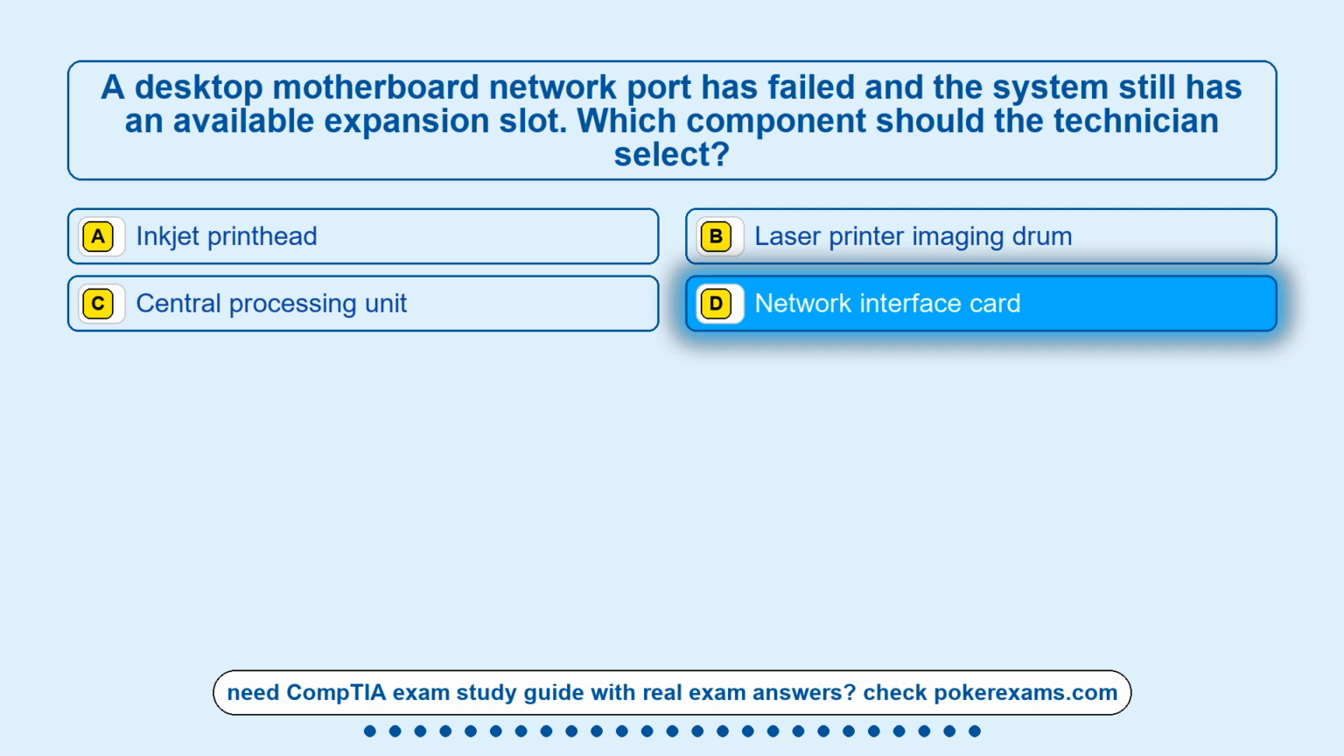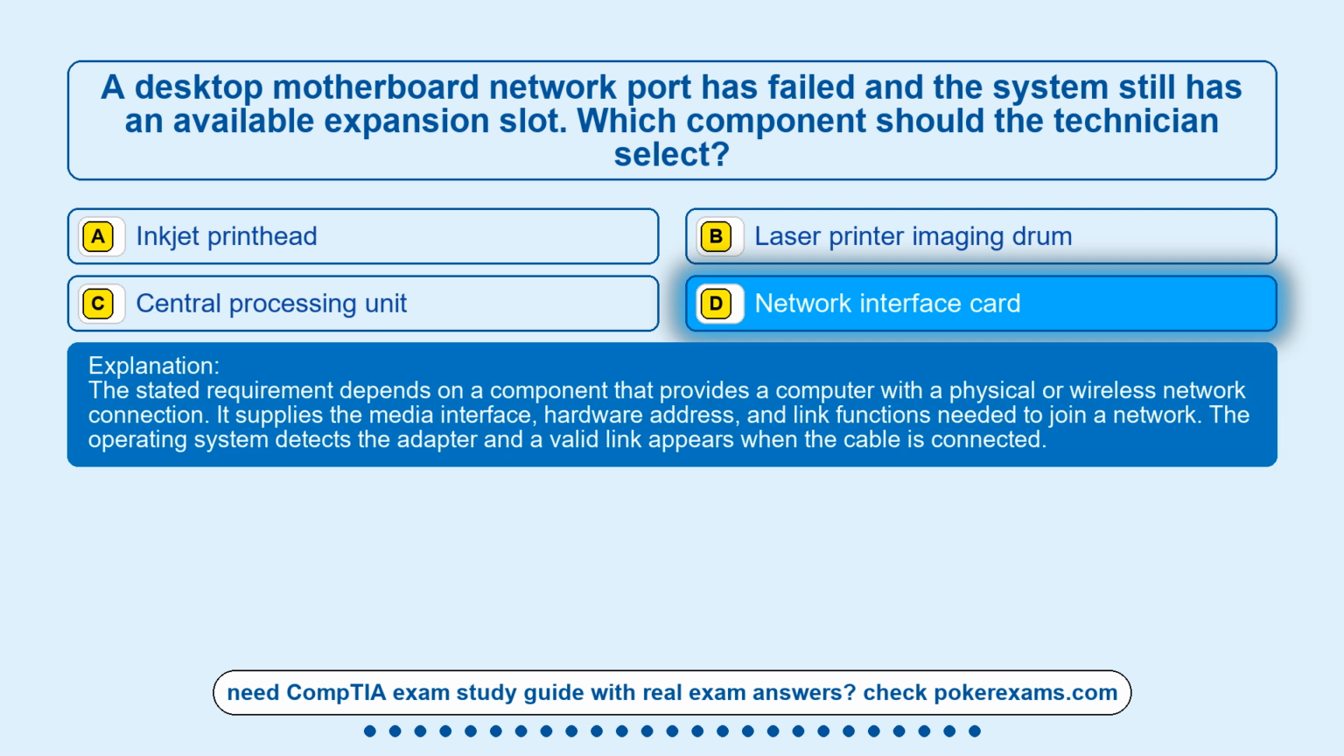The correct answer is option D. Network interface card. The stated requirement depends on a component that provides a computer with a physical or wireless network connection. It supplies the media interface, hardware address, and link functions needed to join a network. The operating system detects the adapter and a valid link appears when the cable is connected.